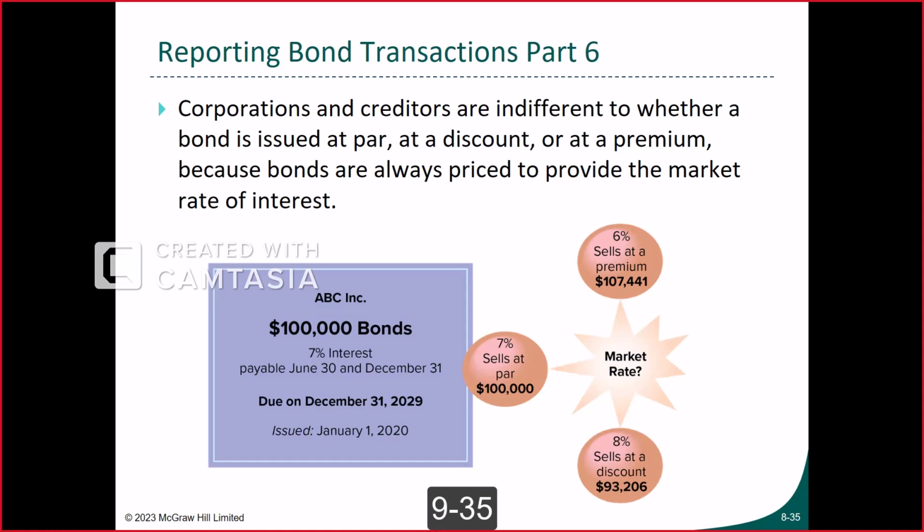So you win a premium today. That premium will be consumed over the 10 years. The other situation is you afford a discount today and you gather less than what you are expecting. I was expecting to collect $100,000. Unfortunately, I just collect $93,000, but fortunately, I'm going to pay less interest than the market over the 10 years.